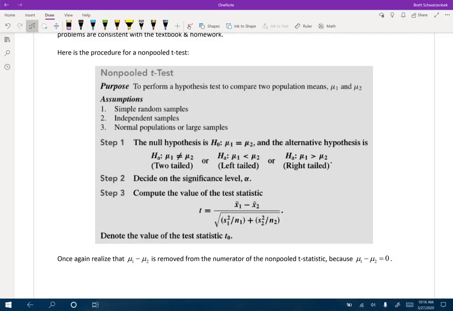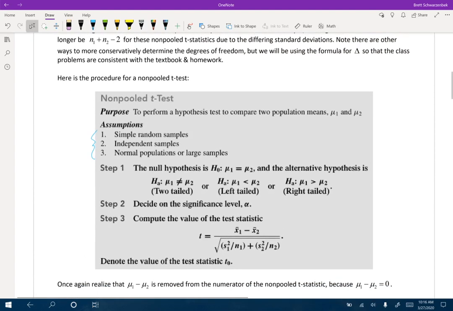Okay, so the requirements for a non-pooled t-test are very similar to the other ones. Basically, the only thing that's missing is the 4-step. We need independent random samples. We need normal populations for each. This is clear. Now we don't have any requirements for the standard deviations. We basically just treat them as individuals.